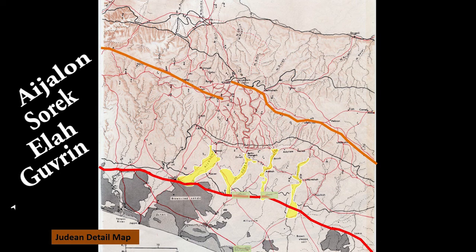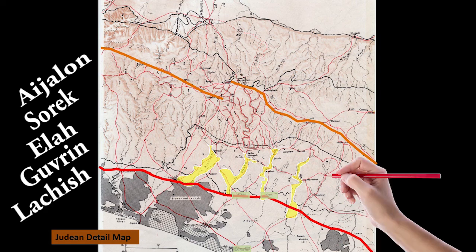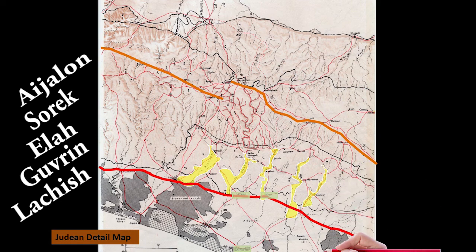And finally, the fifth valley, the one furthest to the south in the Shephelah, is the Lachish Valley, home of Lachish, which is the anchor at the southern end of the Shephelah. It plays a role in the relationship with Egypt, and as a result, Lachish is the second largest fort with the second biggest walls in the land, that is, after Jerusalem.